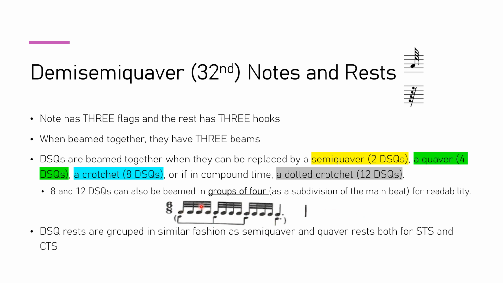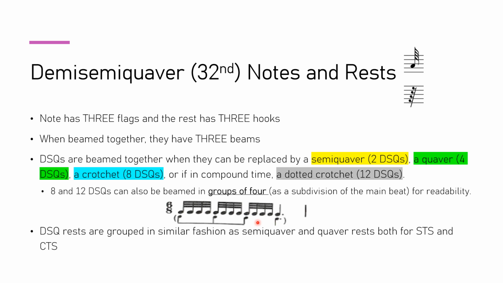And each of these groups makes up a subdivision of the main beat. These 12 demisemiquavers would make a dotted crotchet, and a subdivision of the dotted crotchet, which is the main beat, is a quaver. So you have quaver, quaver, quaver. These 3 quavers here are subdivisions of the main beat because you have a dotted crotchet. What's the subdivision of the dotted crotchet? 3 quavers. So each of the groups of 4 makes up a subdivision of the main beat, and that is how you beam demisemiquavers generally.